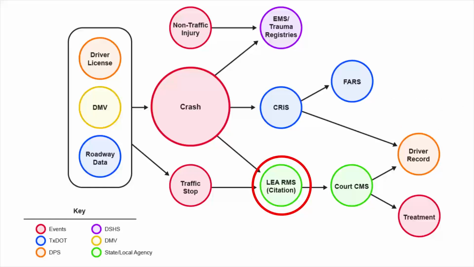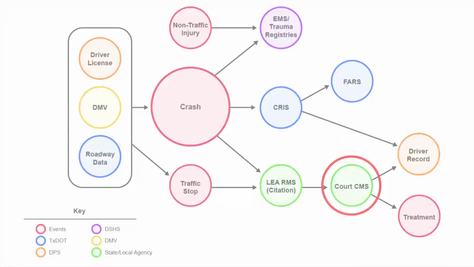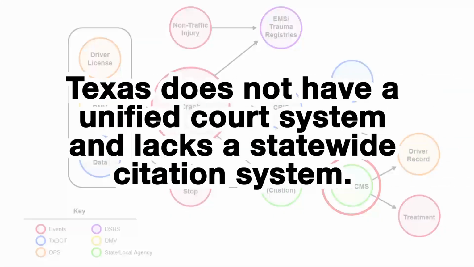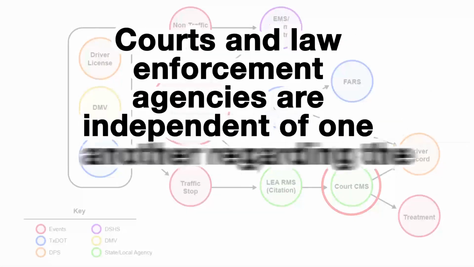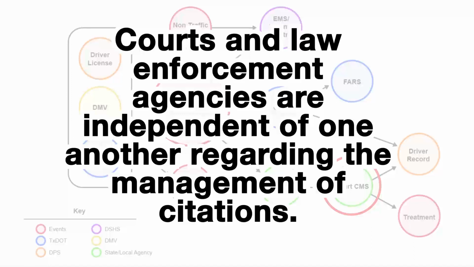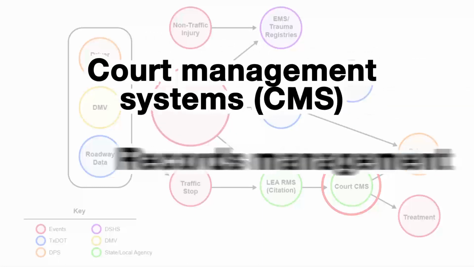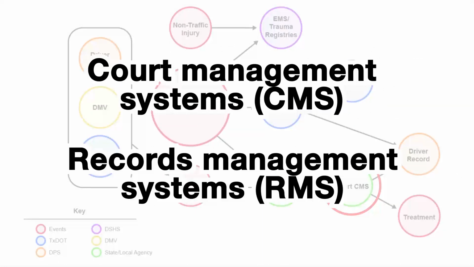Information from law enforcement agencies' RMSs flow into court CMSs. Texas does not have a unified court system and lacks a statewide citation system. Instead, courts and law enforcement agencies are independent of one another regarding the management of citations. There are numerous court management systems and records management systems in use by courts and law enforcement agencies around the state. Consequently, there is no citation data uniformity across the state, and records are created and stored by each individual agency instead of a central reporting system and repository.